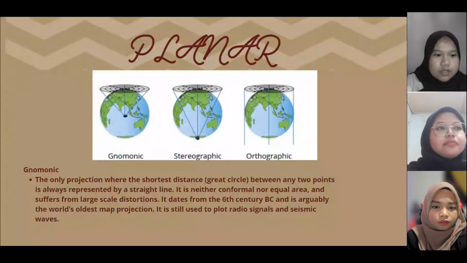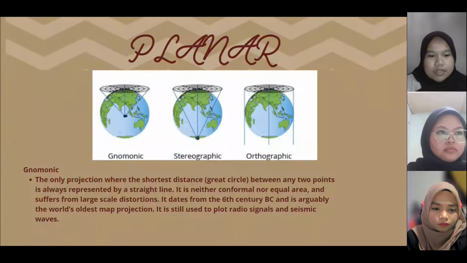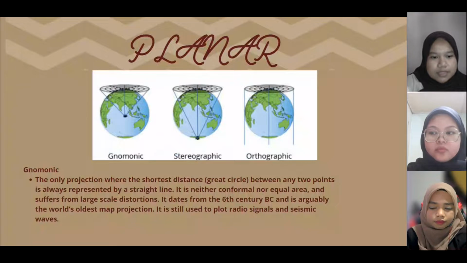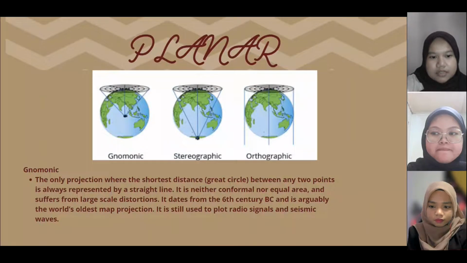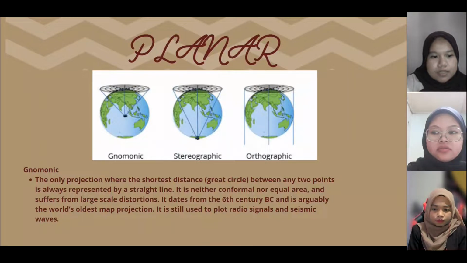Lastly, we have the azimuthal, or plane, projections. First, gnomonic. The only projection where the shortest distance, the great circle, between any two points is always represented by a straight line. It is neither conformal nor equal area and suffers from large-scale distortion. It dates from the 6th century BC and is arguably the oldest map projection. It is still used to plot radio signals and seismic waves.